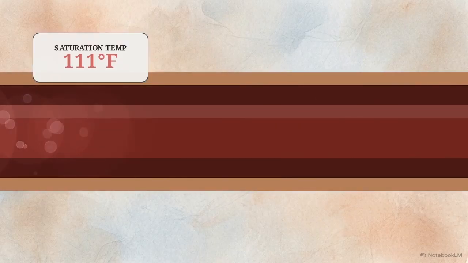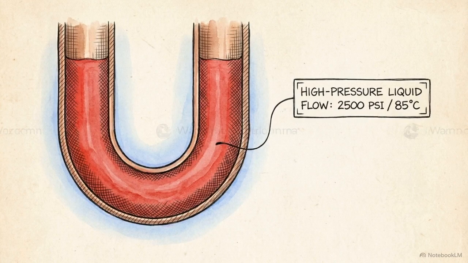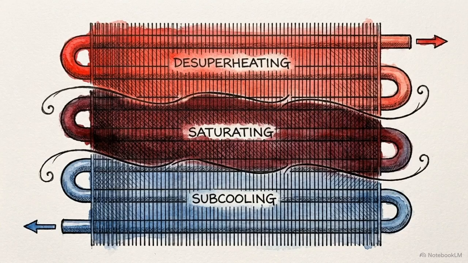Following the flow to the bottom of the coil, we reach the point where all of the vapor has successfully condensed into liquid. Any further heat removal in this bottom section drops the liquid's temperature below its condensing point. This creates subcooled liquid. Knowing these three geographical zones, desuperheating at the top, saturating in the middle, and subcooling at the bottom, is the only way to conceptualize condenser performance.